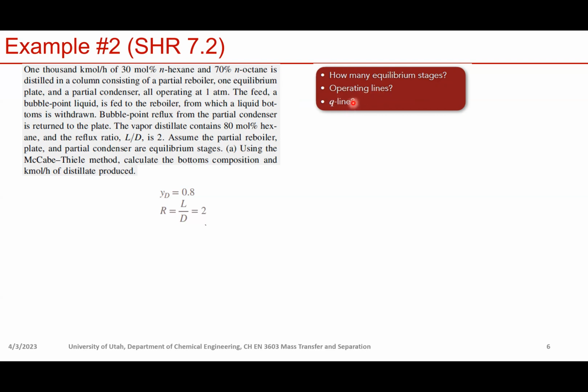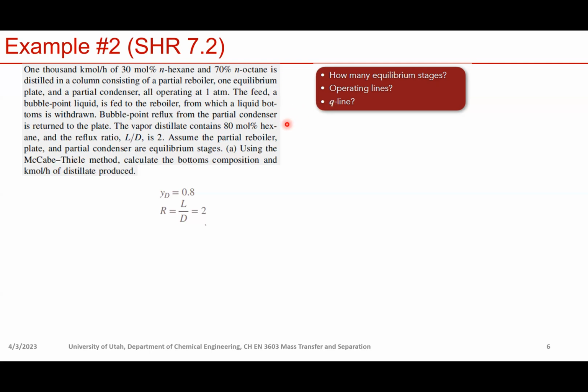What about the Q line? Since in this case the feed is a bubble point liquid, if you recall, the Q line slope depends on the feed condition. In this case, if it's a bubble point liquid, then the Q line is going to be a vertical line.